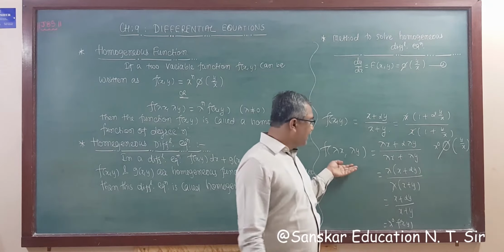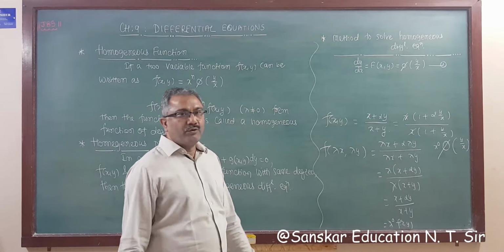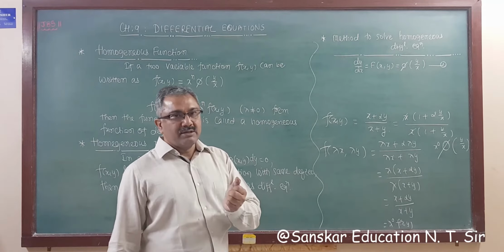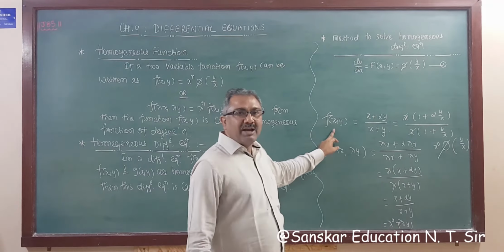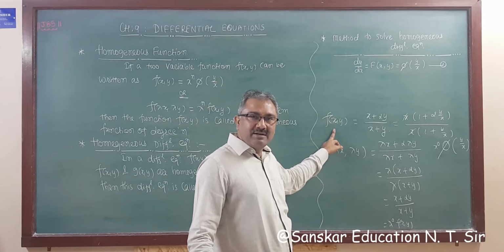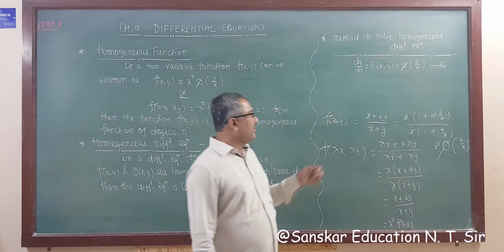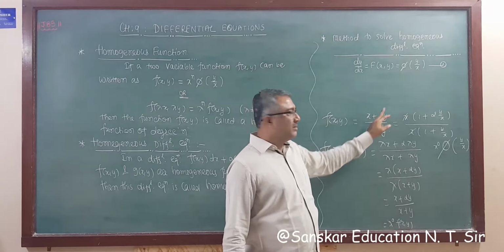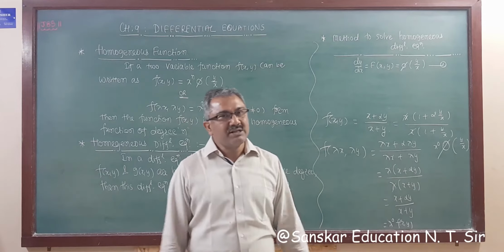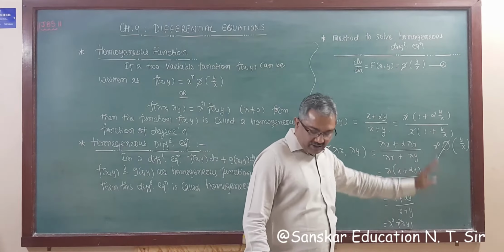You can apply either method, whichever is suitable to you, and check whether the function is homogeneous or not. Because this is an important MCQ concept, you may get a question in MCQ to decide the degree. Without doing anything else, check the degree of one function and the other. Both functions have the same degree, so it is a homogeneous function with degree 0. That you have to learn.